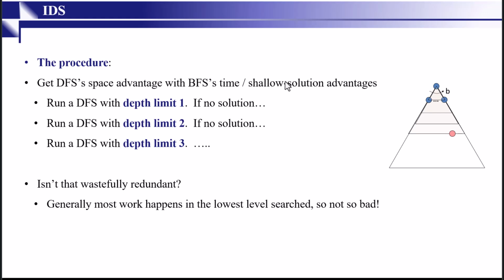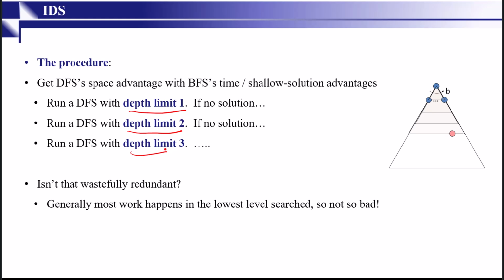The procedure is simple. First, we run DFS with a depth limit of 1. If we find the solution, it's okay. Otherwise, we will increase the limit to 2. If that also fails, we increase it to 3, and so on, until the goal is located.